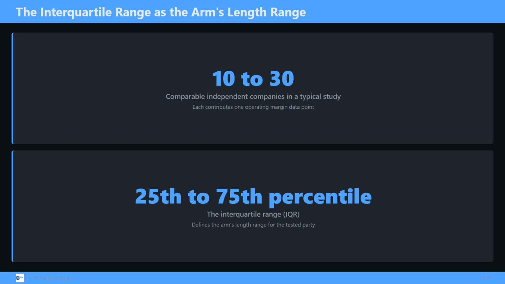Once the tested party is chosen, a TNMM study typically identifies somewhere between 10 and 30 comparable independent companies and calculates each one's operating profit margin. The arm's length range is not the full spread of those margins. It is the interquartile range, IQR for short, running from the 25th percentile up to the 75th percentile of that comparable set. The tested party's own margin should land somewhere inside that band.